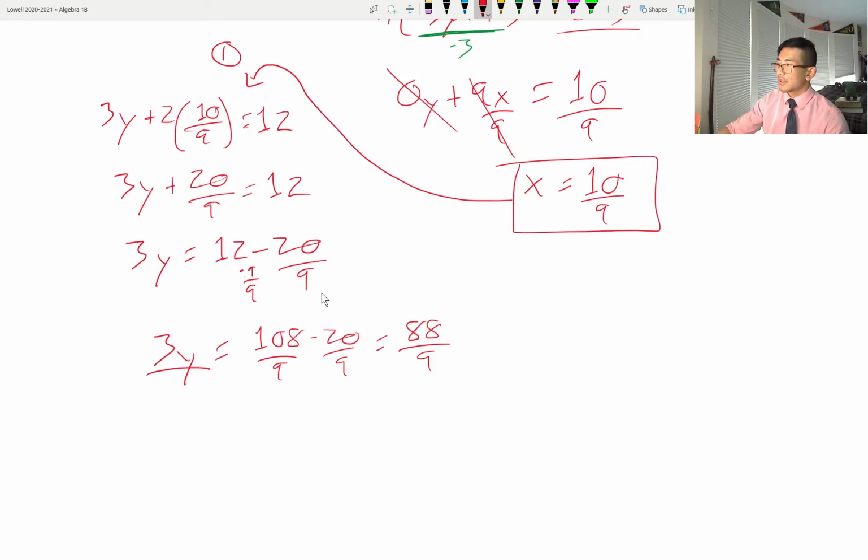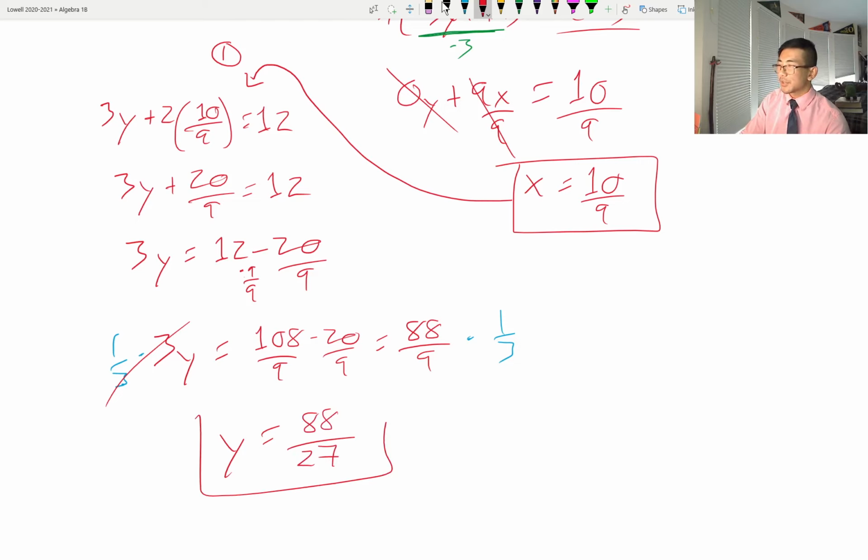And last part here, I'll divide everything by 3, but instead I'm actually going to multiply by 1 over 3. And we will end up with y is equal to 88 over 27. And I don't think that simplifies at all. So that's our final answer to our system.